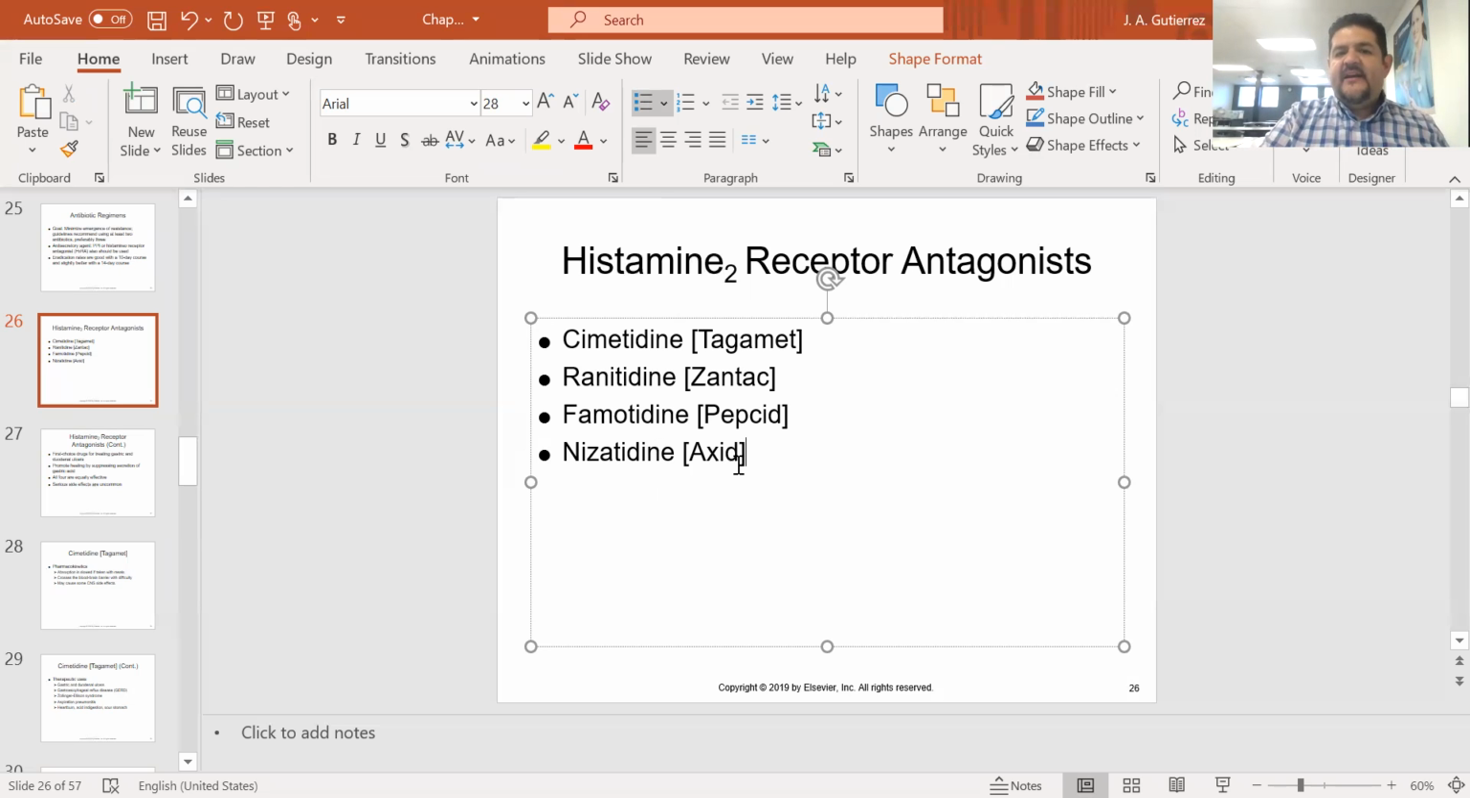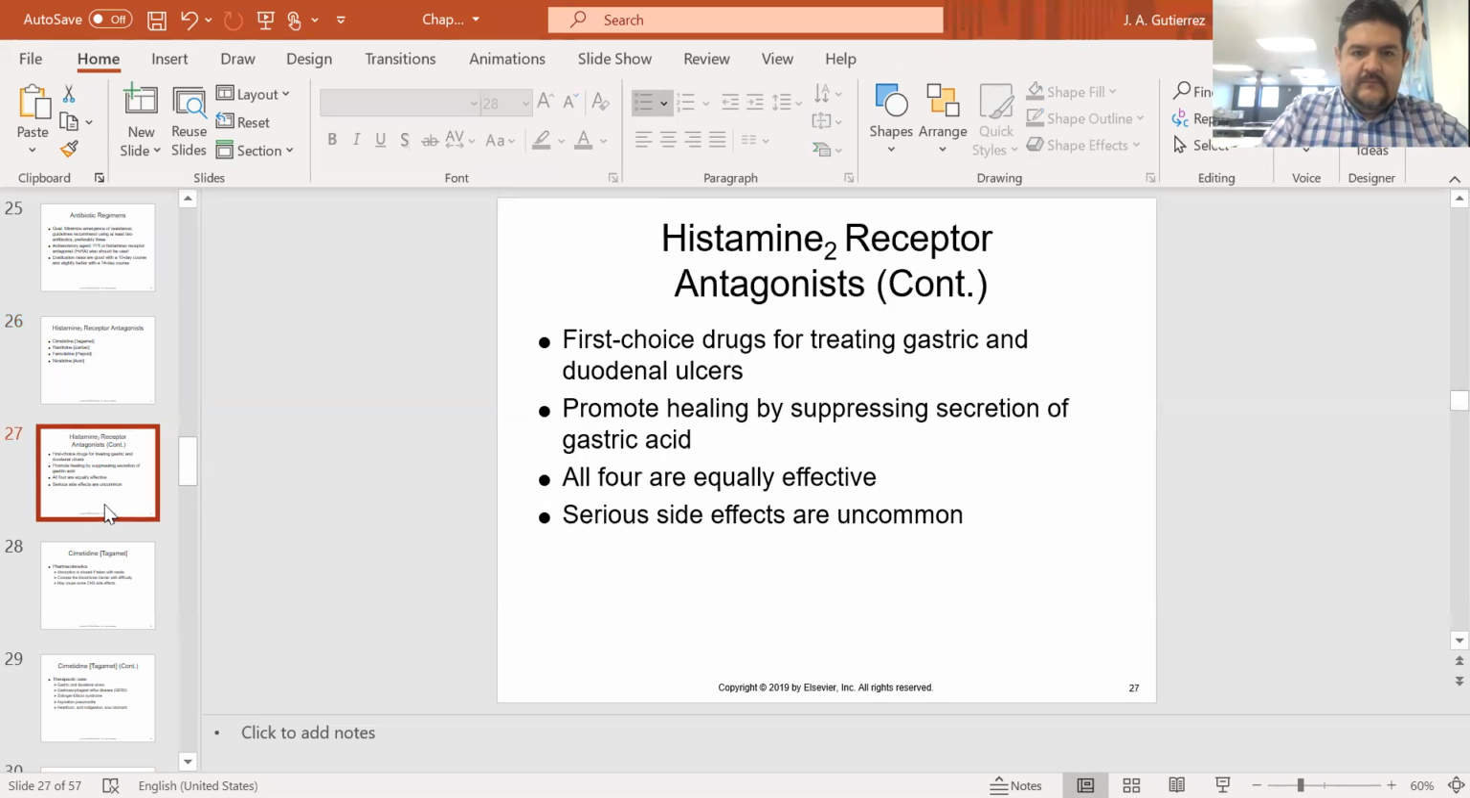And again, what happens when I take a histamine 2 receptor antagonist? I'm blocking the receptor, and by doing that, I'm blocking the production of acid. If we have to put this into numbers, I'm blocking about a third of the production of acid, more or less, just to give it a number. It's not 100%. So histamine 2 receptor antagonists usually decrease acid production by 1/3. Usually they are the first choice when we know that it's not an infection.